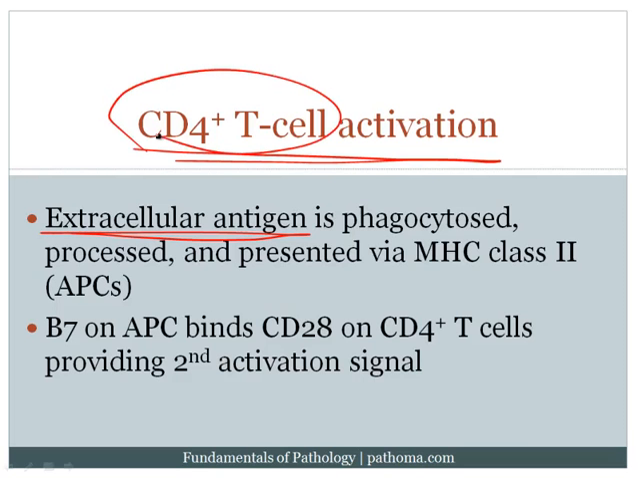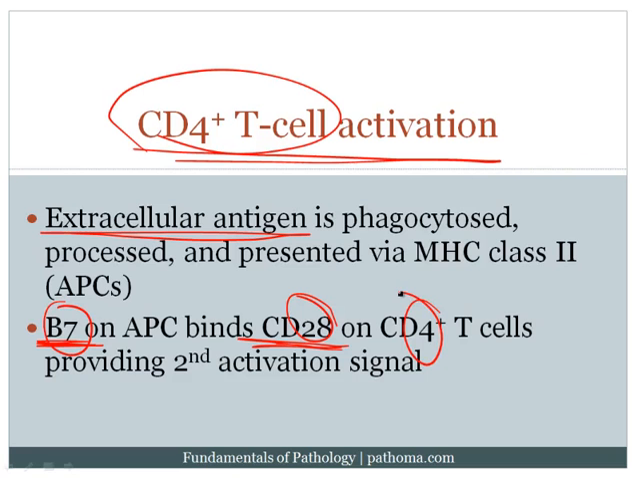Now remember that the CD4 positive T cell requires a second signal. Basically all T cell activation requires a second signal. The second signal is B7, which is present on the antigen presenting cell, and it will bind CD28 on the CD4 positive T cell. That provides a second activation signal. If you're having trouble remembering that, you can remember that 28 divided by 7 is 4.